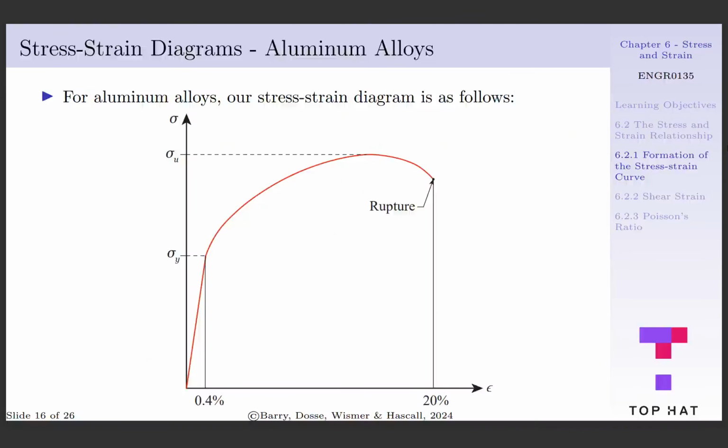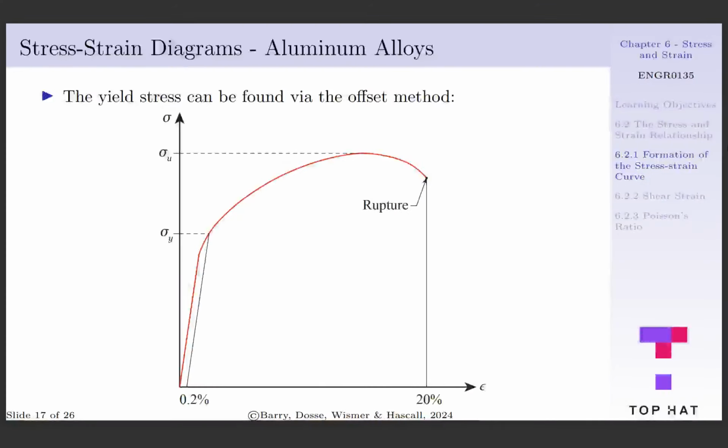Let's take a look at the stress-strain diagram for aluminum alloys. Note that aluminum alloys exhibit a linear elastic region that's below the yield stress. Unlike low-carbon steels, we're not able to see the yielding of the material on the graph. As we go from the yield stress, the stress increases non-linearly to the ultimate stress, and right after this, the material ruptures. The yield stress for aluminum alloys can be found via the offset method, where we draw a line parallel to the linear elastic region at a 0.2% offset from the origin on the x-axis, as shown below.